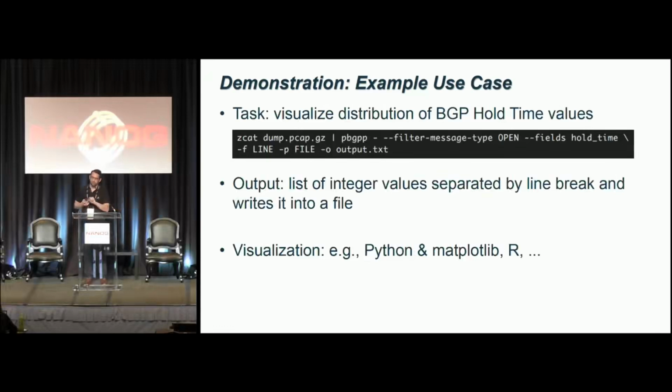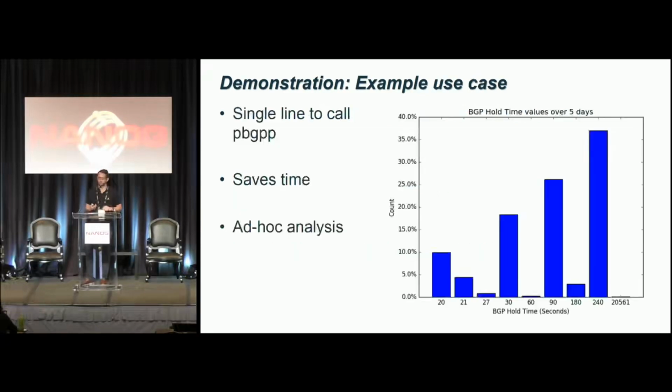So, a very quick demonstration. The task was actually very easy. We just want to know the distribution of BGP hold timers at the IXP, and the output would be a list of integer values separated by line breaks, just to see what the BGP hold timer at DKIX actually is. We processed a couple of days of data. The command is there, which is fairly easy, just the field hold timer, and then we just want to put it into a file. Here's the plot that comes out of it, and with our tool it's really a simple task by now.